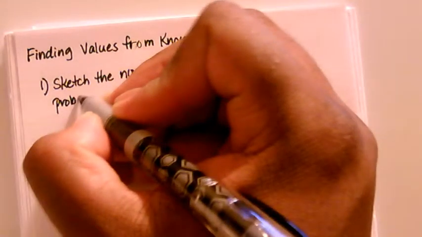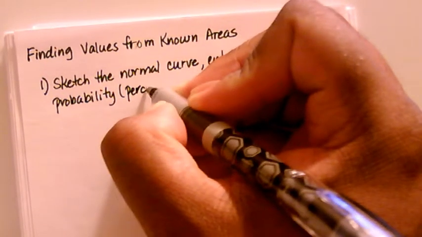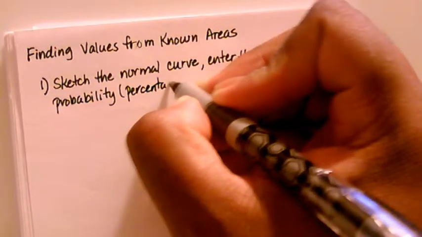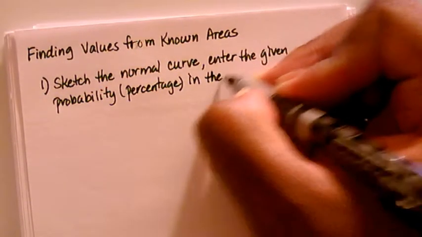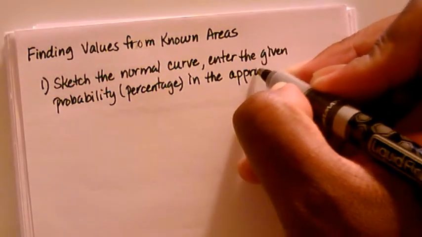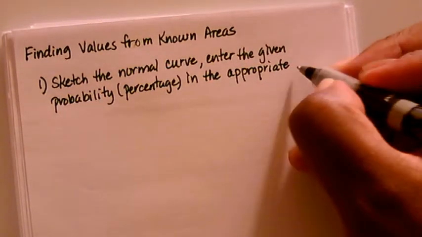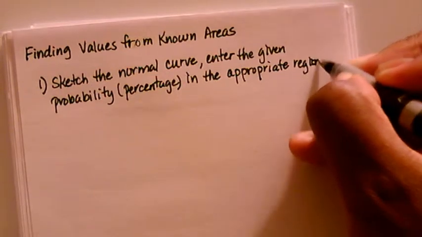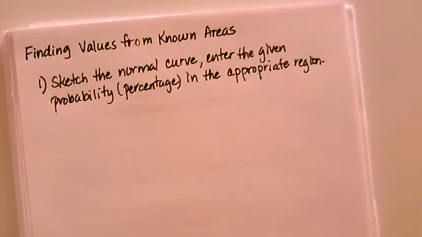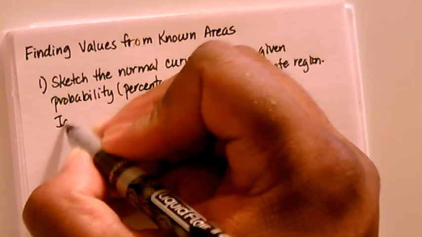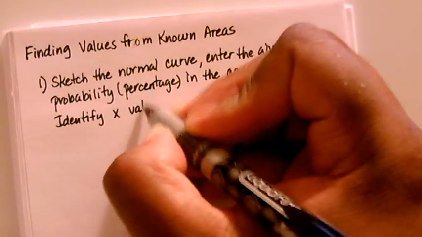Sometimes they may give you a percentage, so they all mean the same thing, probability, percentage, in the appropriate region that you're trying to find. That's what is given to you. Okay, and then you'll identify your x value that you're trying to find.